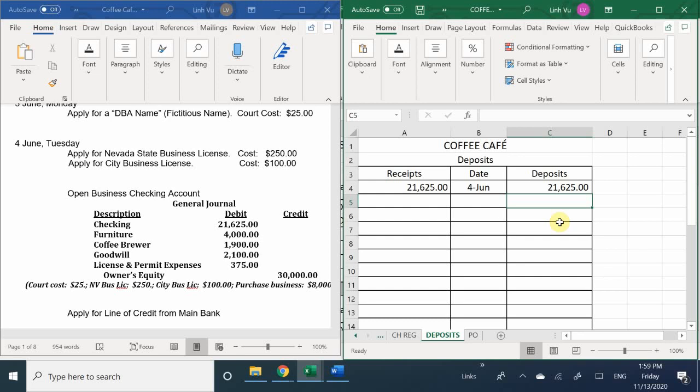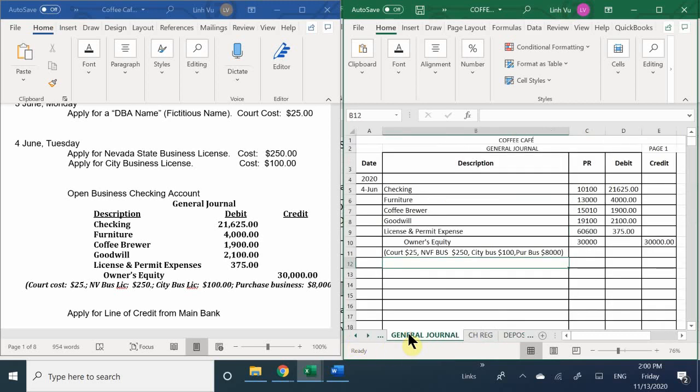Okay. So there I made my first deposit, which was the $21,625 into my bank account. So now I actually have this money in my bank account instead of having it in my pocket. Now that I've completed that, I'm going to go back to my journal because this is very important that you utilize your journal for various things, right?